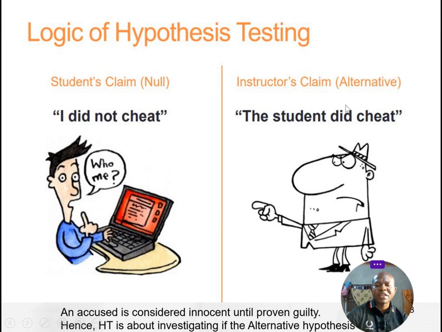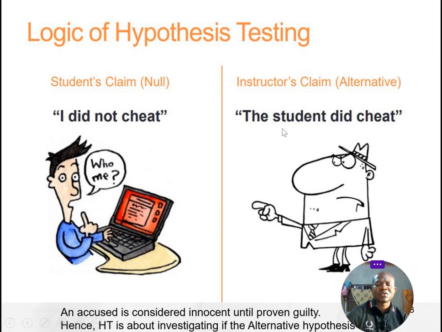Now, there's a philosophy in law generally that an accused is considered innocent until proven guilty. And that particular philosophy is central to hypothesis testing. Many times when a researcher embarks on a research, he has a differing position, that is, putting forth a claim that he wants to validate, as against the backdrop of what has been known before. So the position of the researcher is the alternative hypothesis.